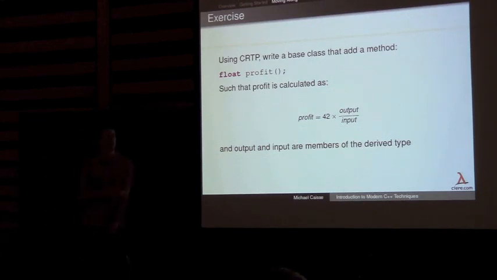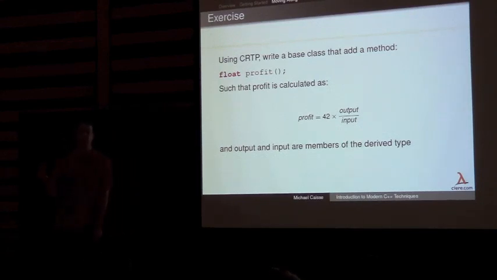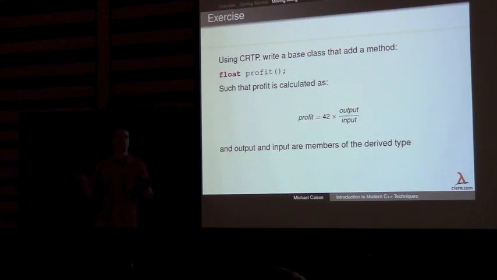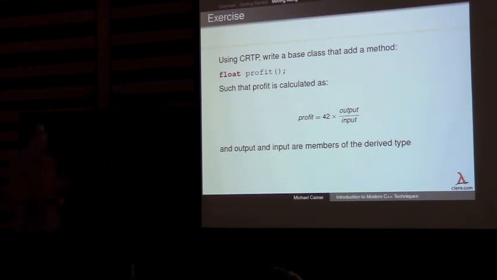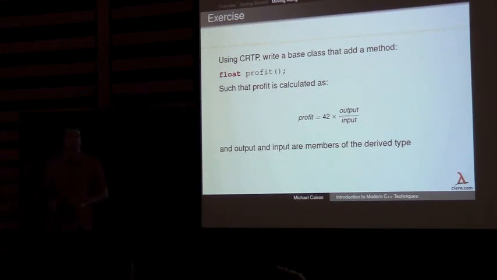So what are the concepts for this type? The concepts for the type are that it has to have members with the names output and input. Make sense? The derived class will have two members, at least: output and input. And via CRTP, the base class is going to access those and perform this calculation. We can erase, go. Maybe not erase.